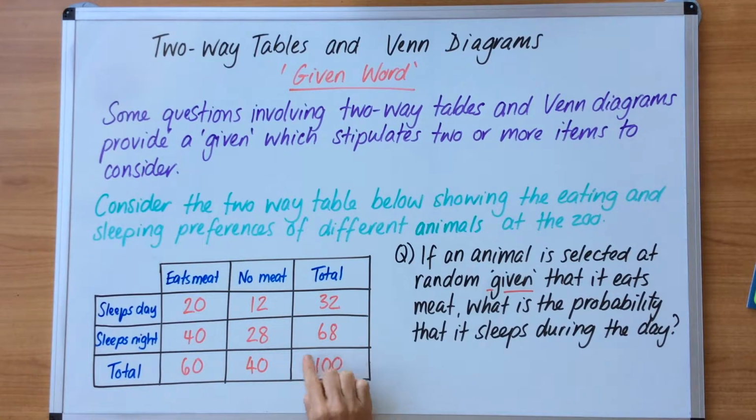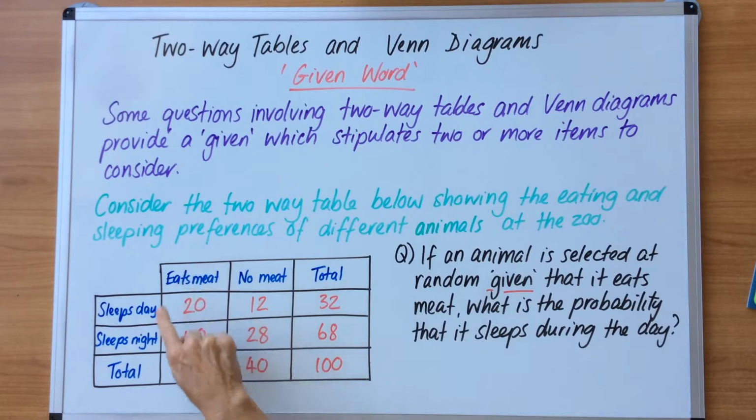So the animal is random, but given that it eats meat means we start only here. It means we don't consider the total. We are only considering the total number of animals that eat meat first. So given that it eats meat out of a total of 60, what is the probability that it sleeps during the day? So in this section here, it sleeps during the day, and therefore 20 out of 60.